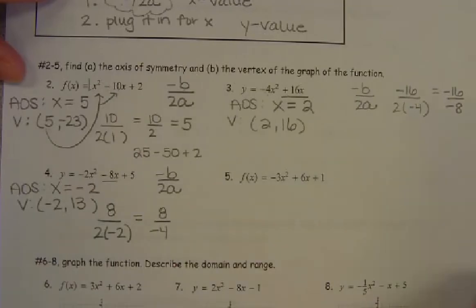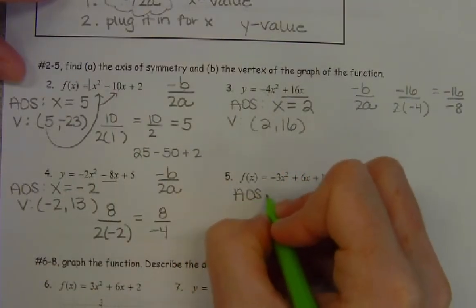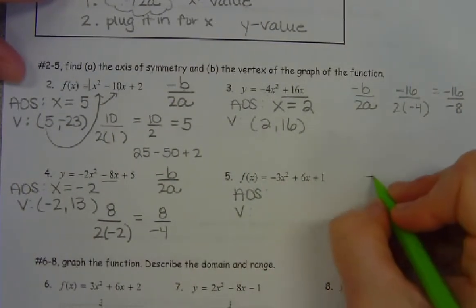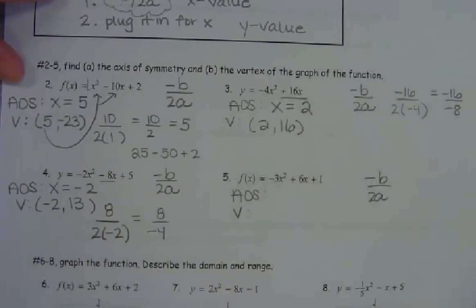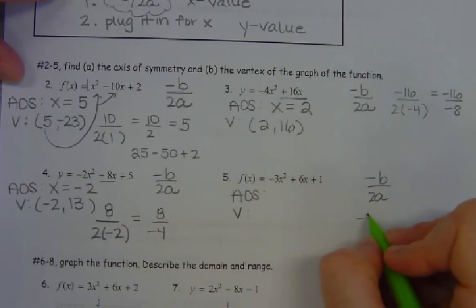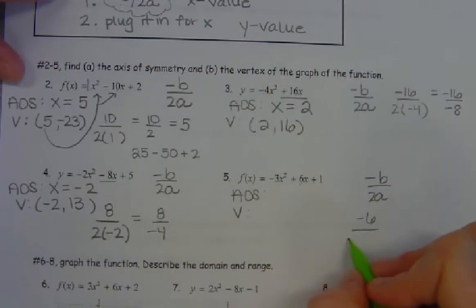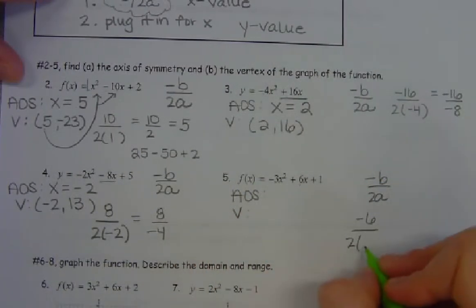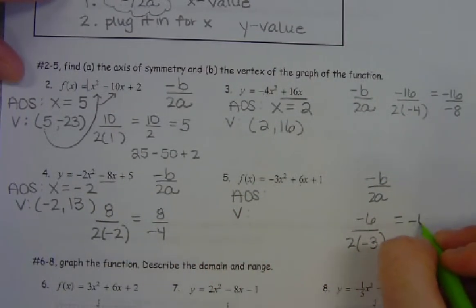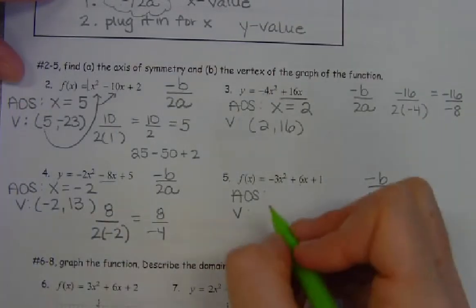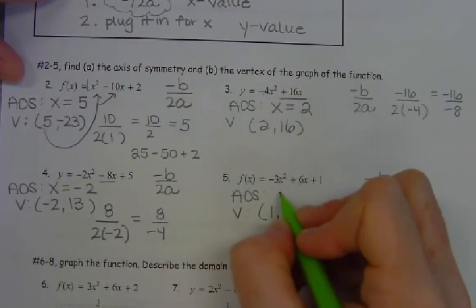Let's try the next one. I again need an axis of symmetry and a vertex. So I'm again going to use my formula. The opposite of b is negative 6, and then 2 times my a, which is -3. -6 divided by -6, my vertex is 1.